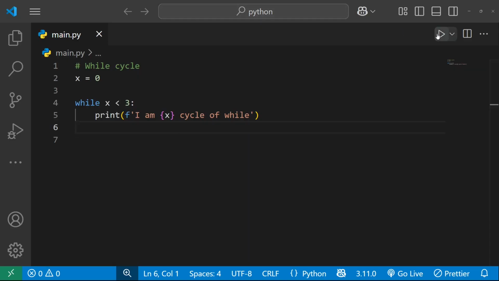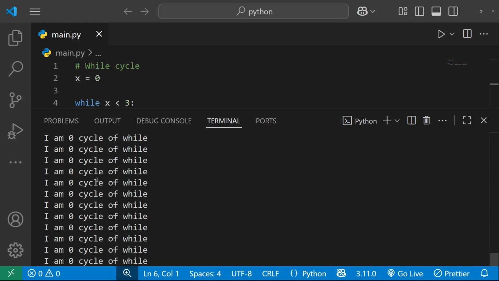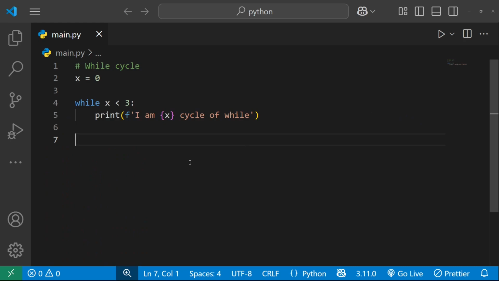So I will run it only for fun. And you can see it's still going on. It continues. So I will kill the terminal. So what does it mean? It means that we have to do something with X. Usually you go here and just make X plus, for example, 1 or 2. It's up to you.